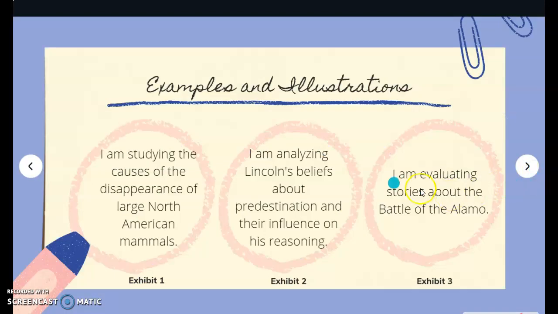So just for some examples, you might start with the topic of I'm studying the causes of disappearance of large North American mammals. You might start with I'm analyzing Lincoln's belief about predestination and their influence on his reasoning. Or I'm evaluating stories about the Battle of the Alamo. All of these are solid topics. They're researchable, they're open-ended, there's a lot of space to look at what's going on here.